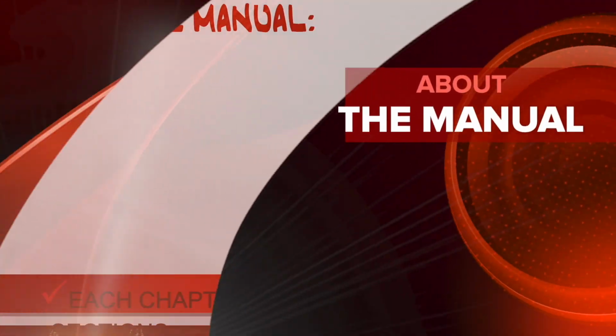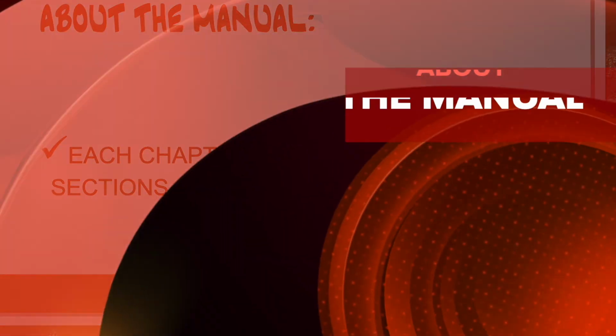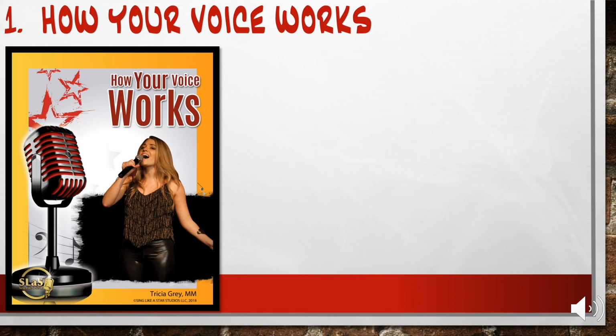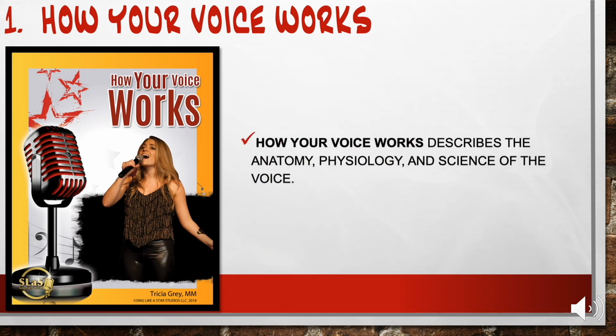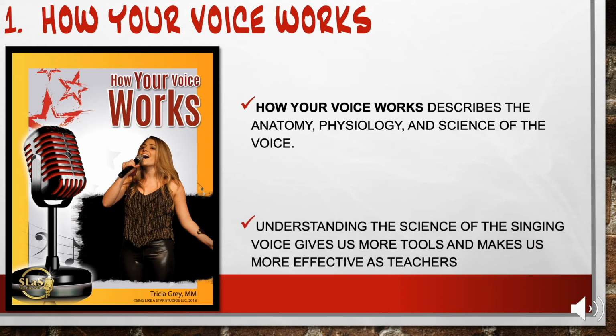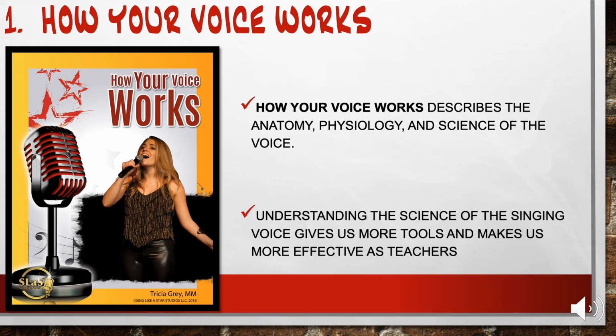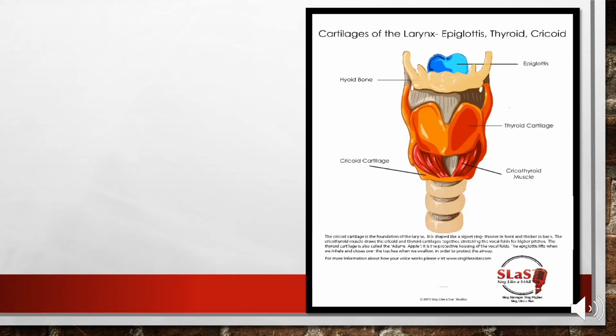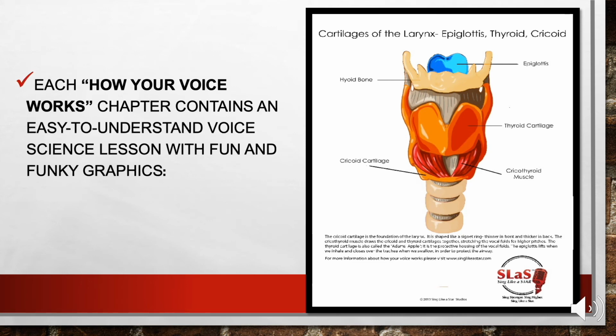About the manual. Each chapter is divided into 5 sections. The first is the How Your Voice Works section. How Your Voice Works describes the anatomy, physiology, and science of the voice. Understanding the science of the singing voice gives us more tools and makes us more effective as teachers. Here's just one of the many hundreds of images and graphics in the book. Each How Your Voice Works chapter contains an easy-to-understand voice science lesson with fun and funky graphics.